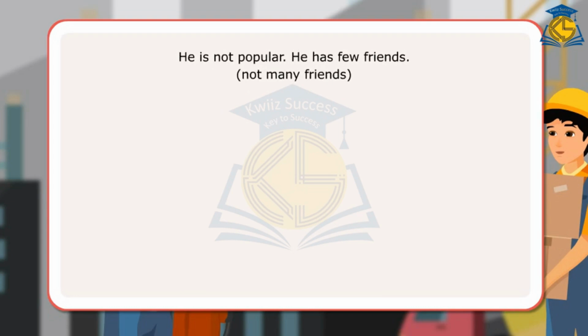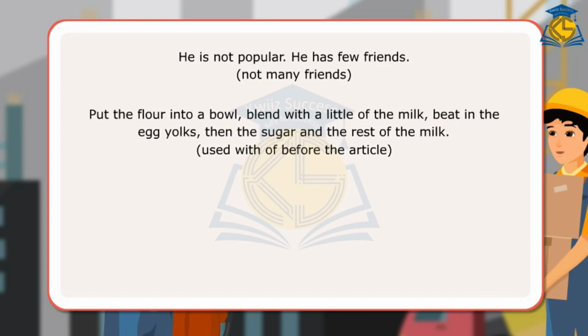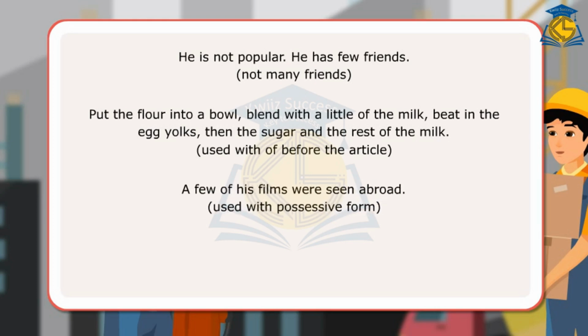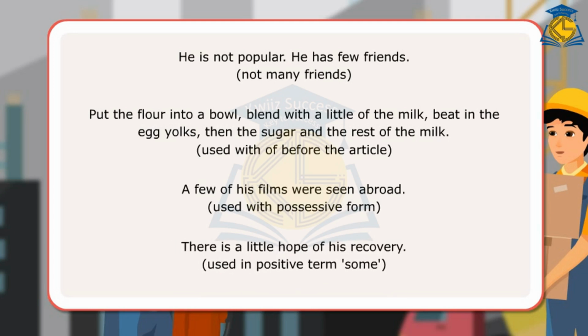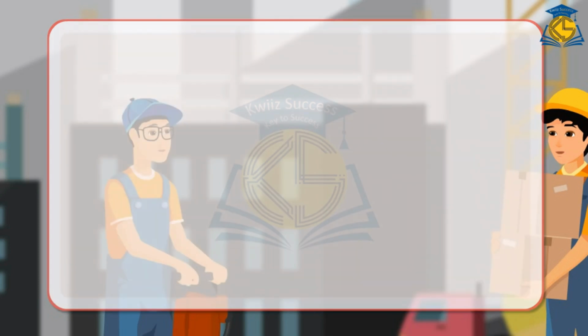He is not popular. He has few friends. Not many friends. Put the flour into a bowl. Blend with a little of the milk. Beat in the egg yolks, then the sugar and the rest of the milk. Used with of before the article. A few of his films were seen abroad. Used with possessive form. There is a little hope of his recovery. Used in positive term some.